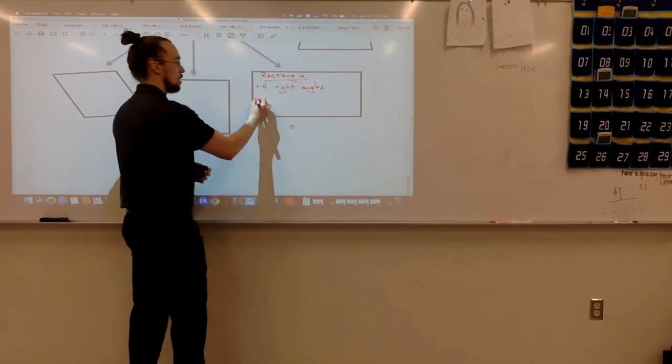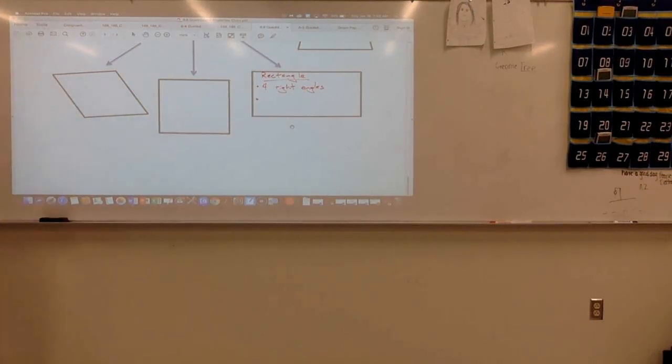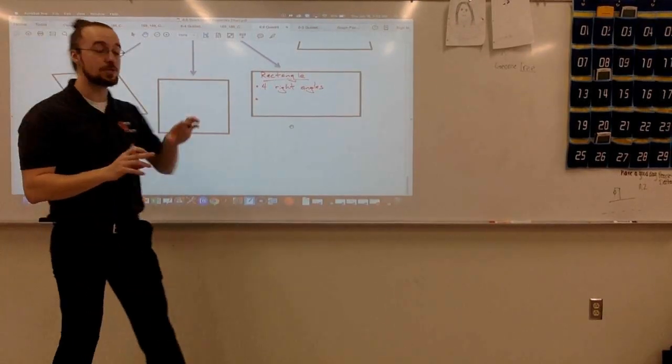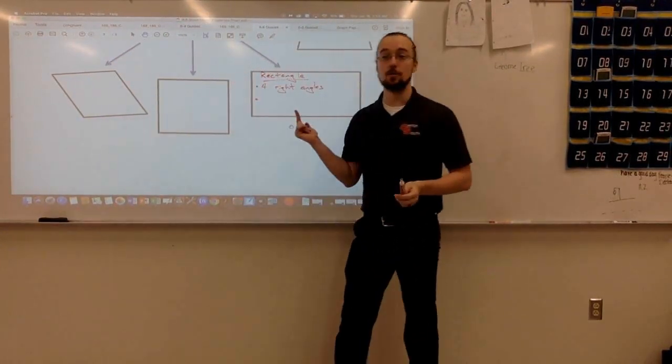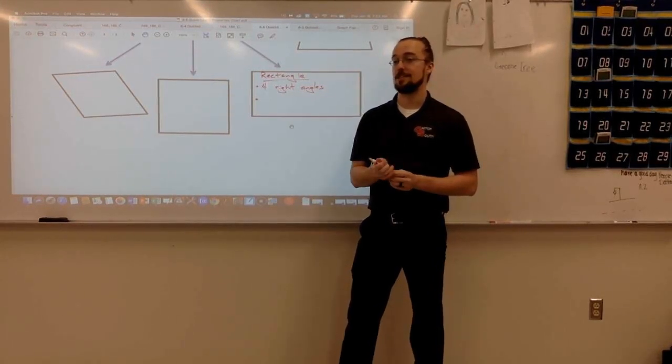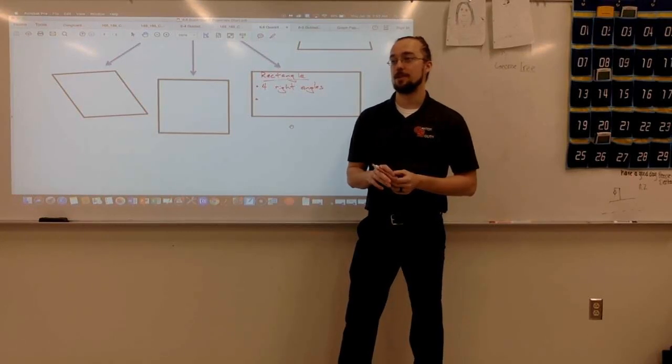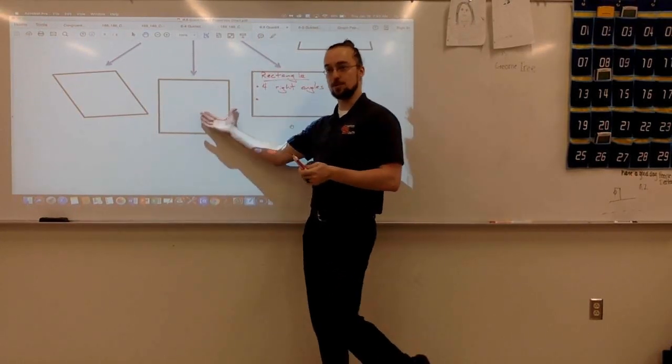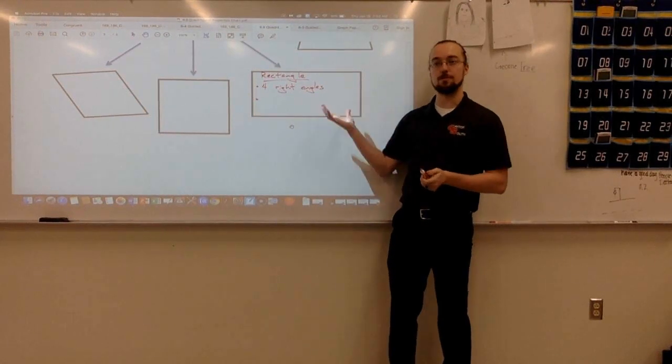Not the opposite sides, but this one and this one are different lengths. If they were the same, that would make it a square. So the way that we would classify a shape, we could still say that a square is a rectangle. The rectangle is not necessarily a square, but a square is still a rectangle because a square satisfies all of the properties of a rectangle.